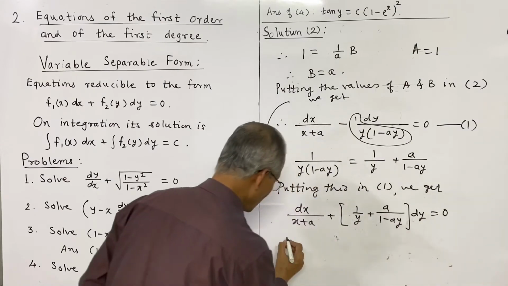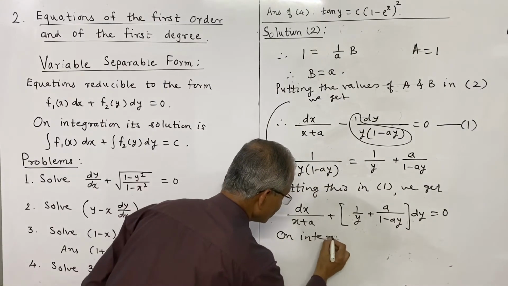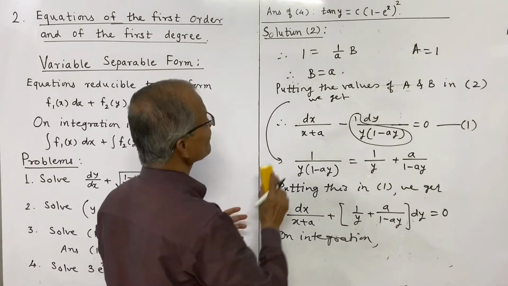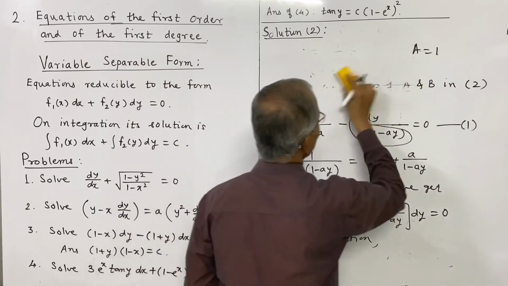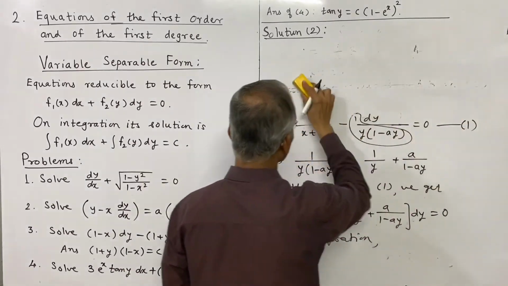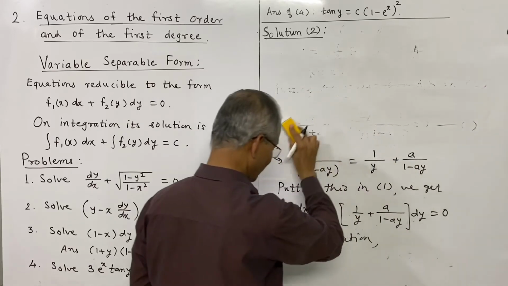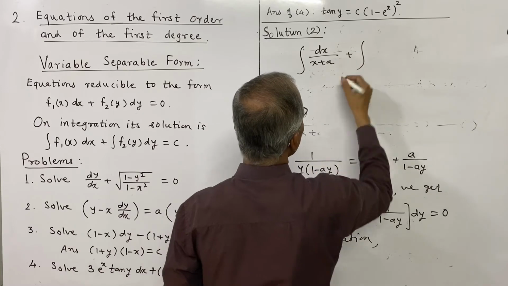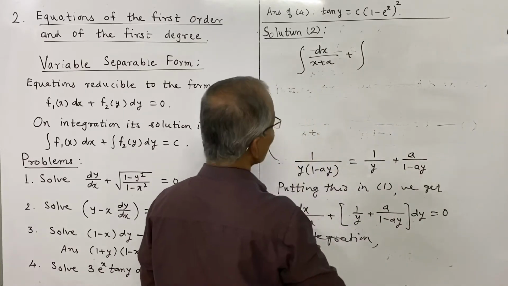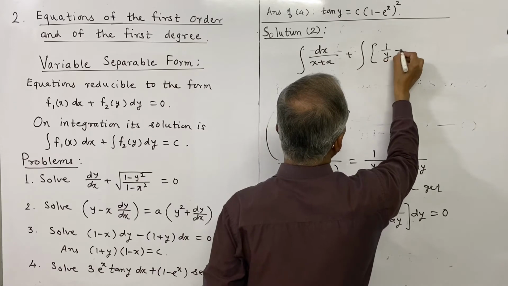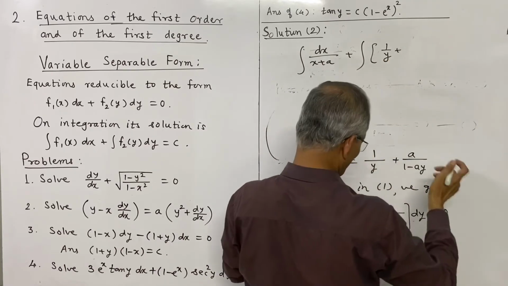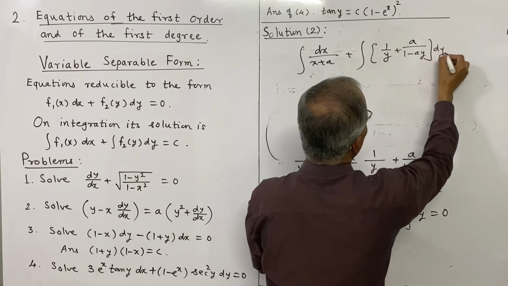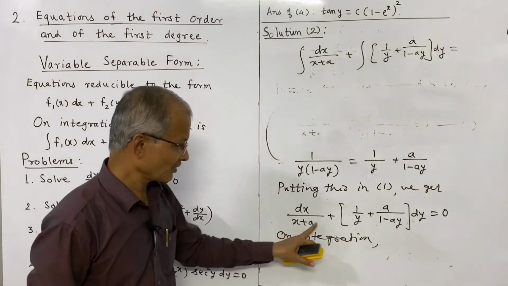Now integrate. On integration, now see, we can write the symbol of integration and then write the values of integration. And when we write the symbol of integration, this will be integral dx upon x plus a plus integral, it is 1 by y plus a upon 1 minus ay into dy is equal to. So this much is the integration of this and this one.